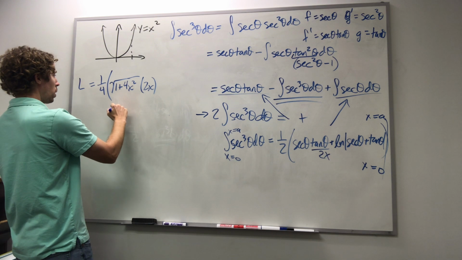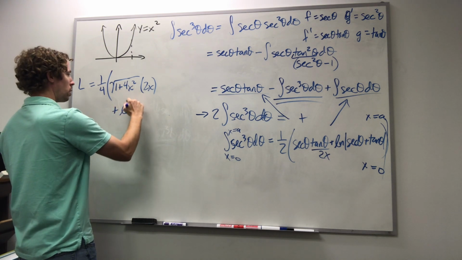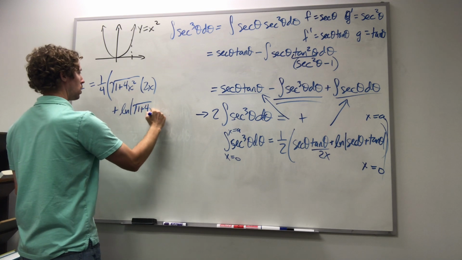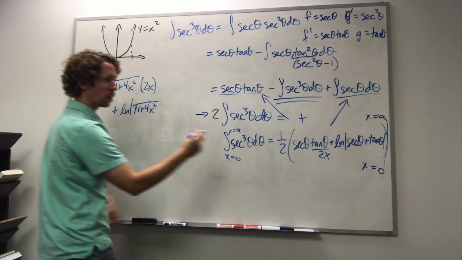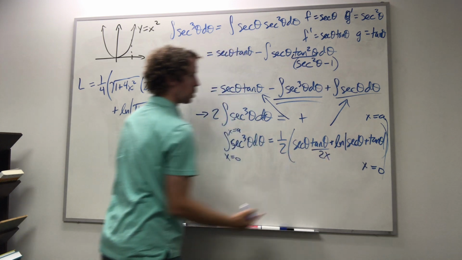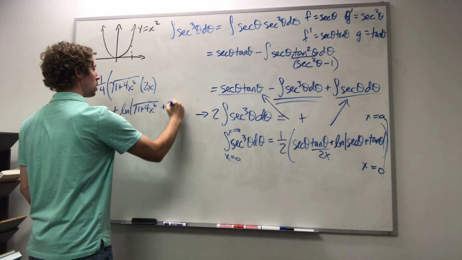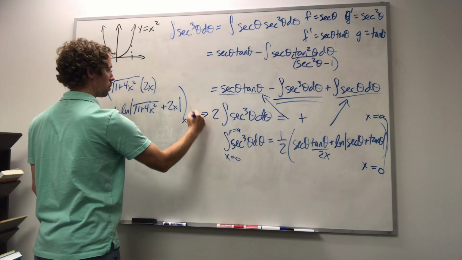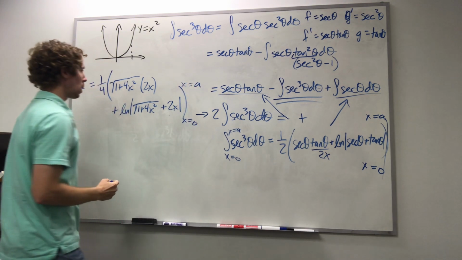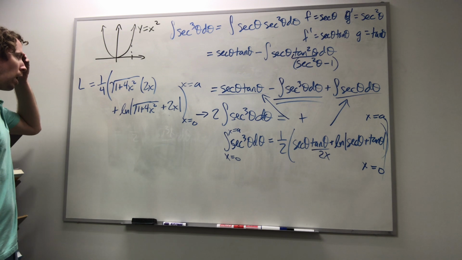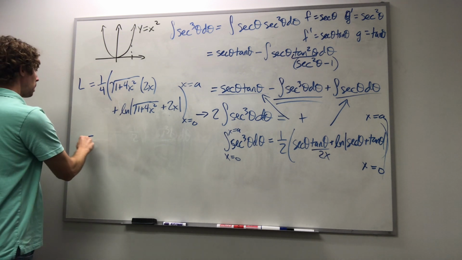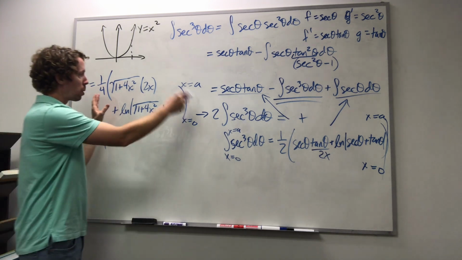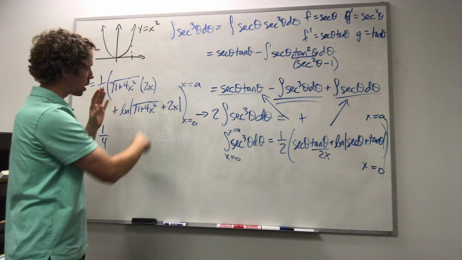I don't have quite enough room, so I'm going to write it down here, just plugging in for secant and tangent in both terms there. All right, now I have this 1/4 out in front. I need to plug in x equals a and then do minus, plug in x equals 0.